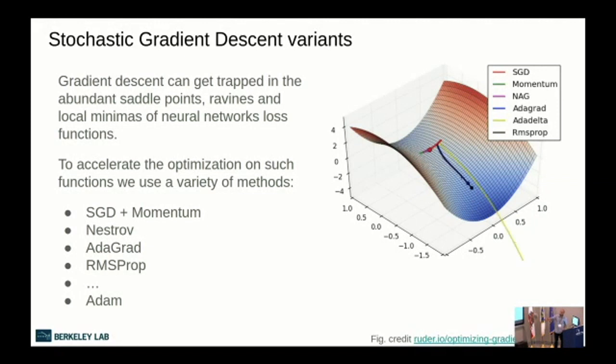So it combines the two ideas. And then it also tries to eliminate any bias in the estimates of the gradient mean and variance. This is very high level. If we have time, we can get into the details of these different optimizers tomorrow.